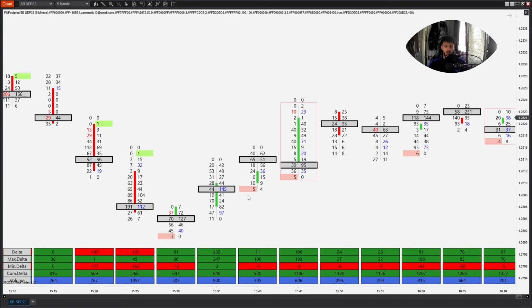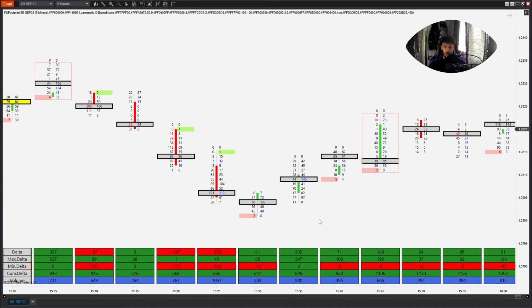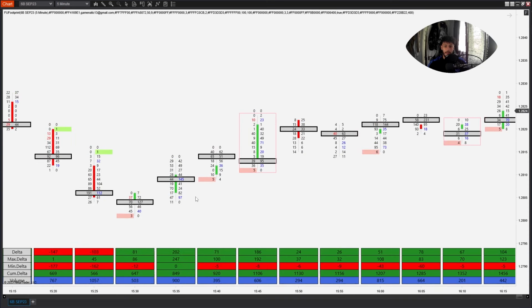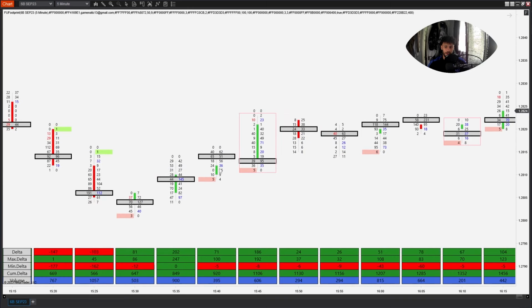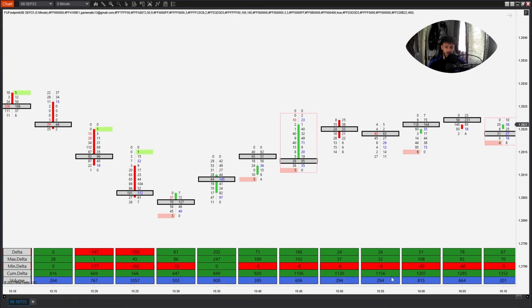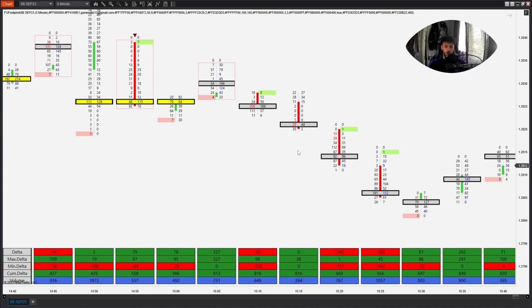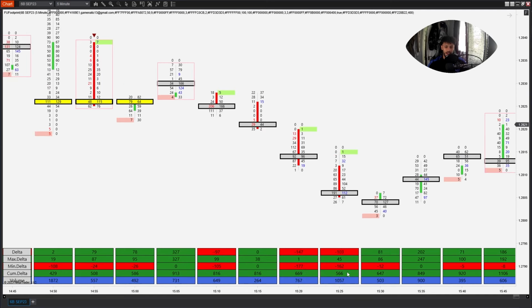What we essentially want to see is, as price continues up and the candles are green, the candles are bullish, we want to see positive delta. Whereas when the market is shifting lower, we want to see the candles printing negative delta.